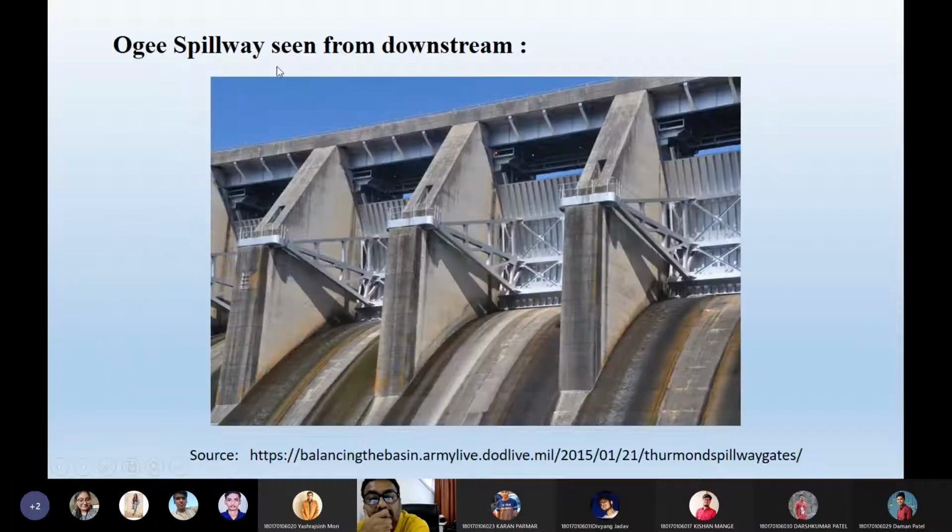This is the Ogee spillway seen from the downstream. These are the piers, and this is the effective length of an Ogee spillway. It is designed such that maximum discharge can be passed over this spillway.